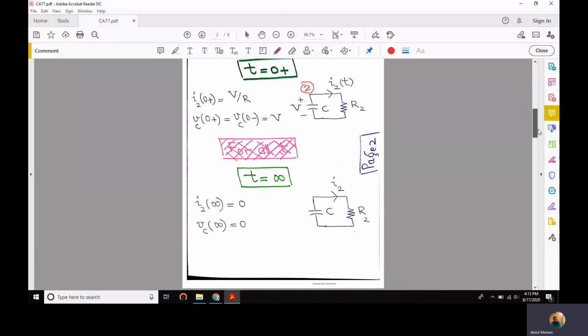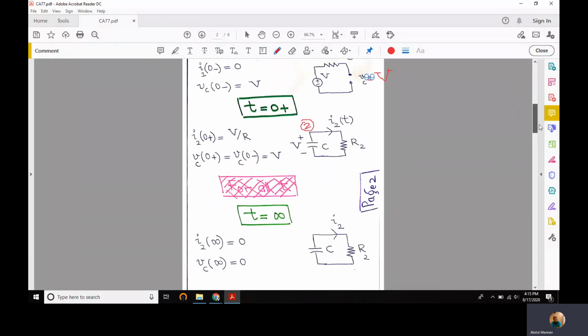What happens at t is equal to infinity? The capacitor keeps on discharging itself until it has discharged completely and the whole energy across it has been dissipated as heat in the resistor R2. Finally, we have no current in the circuit, no voltage drop across the capacitor, and no voltage drop across the resistor, because everything has been dissipated.